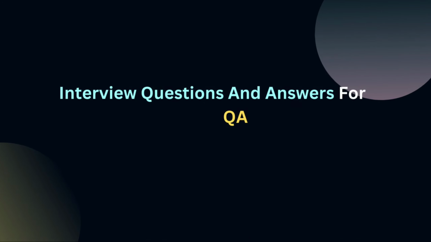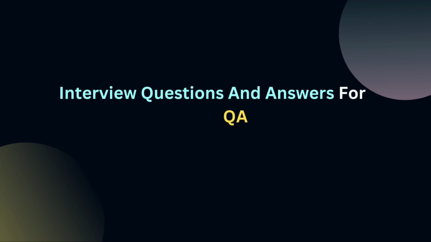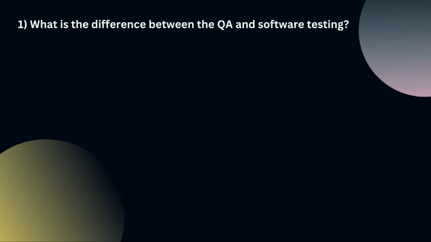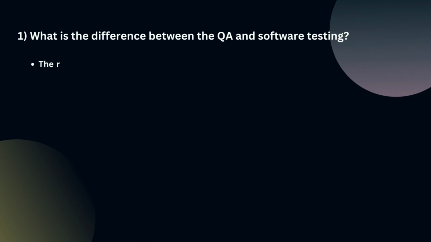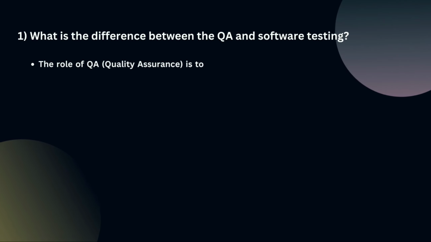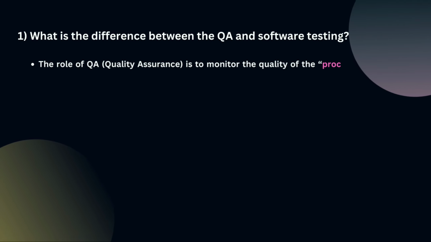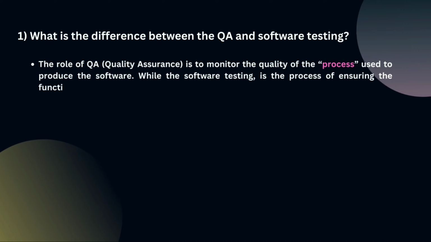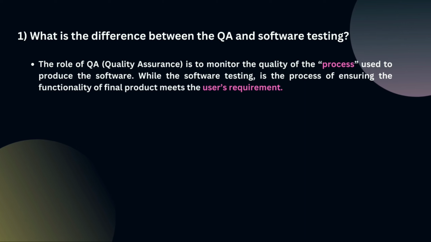Hello guys, today we will see the interview questions and answers for QA. 1. What is the difference between QA and software testing? The role of QA, quality assurance, is to monitor the quality of the process used to produce the software, while software testing is the process of ensuring the functionality of the final product meets the user's requirements.